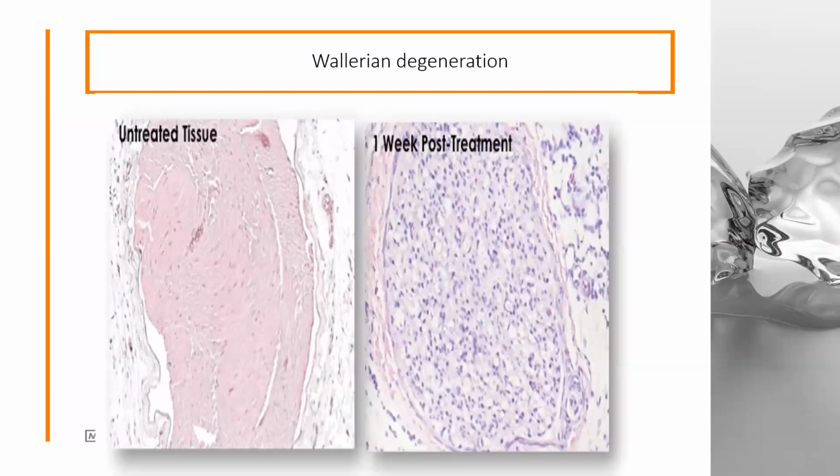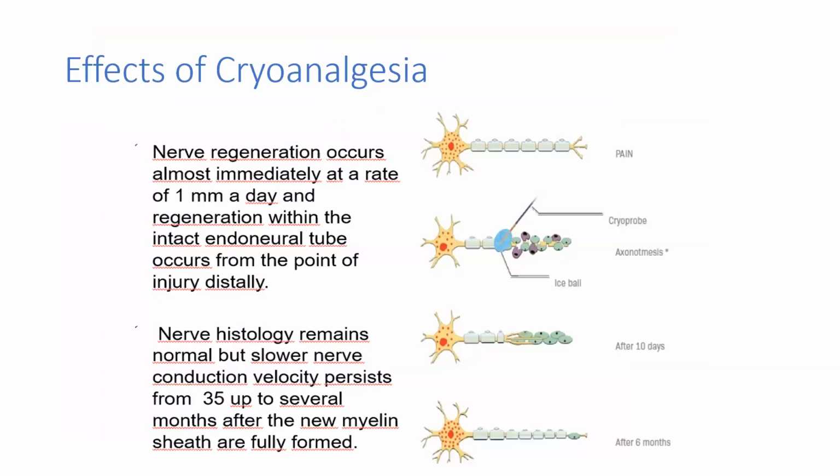So this is histologically the untreated tissue on the left, and 1 week post-treatment, and you can clearly see histologically the Wallerian degeneration, or the changes that happen inside the cell. As you can see in those drawings, nerve regeneration occurs immediately at a rate of 1 to 2 millimeters per day within the intact endoneural tube, and it occurs from the point of injury distally.